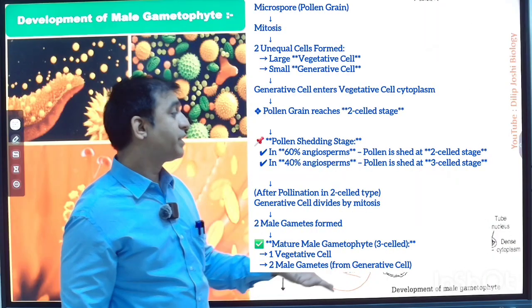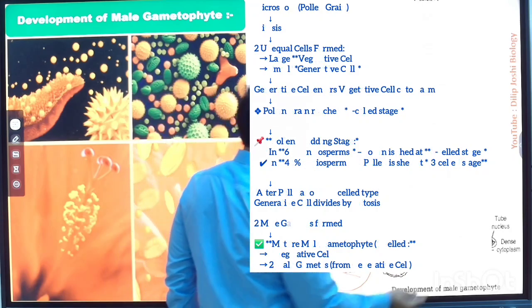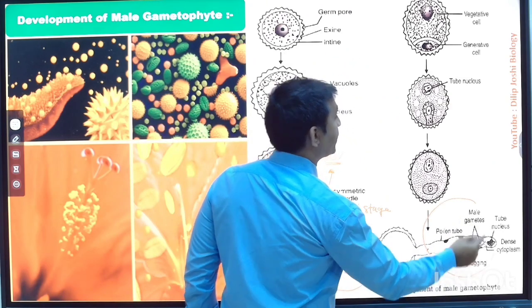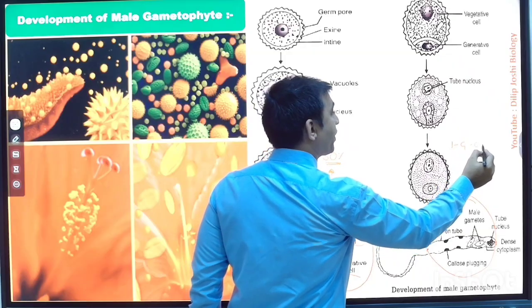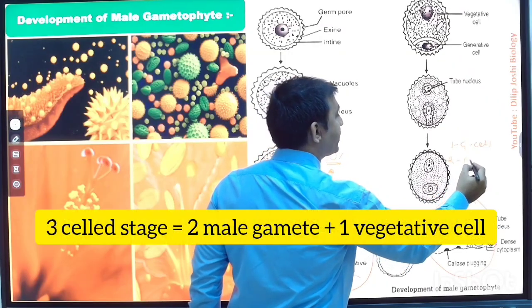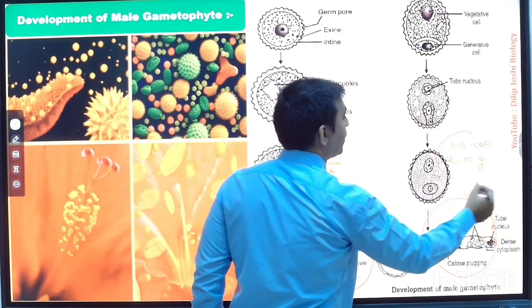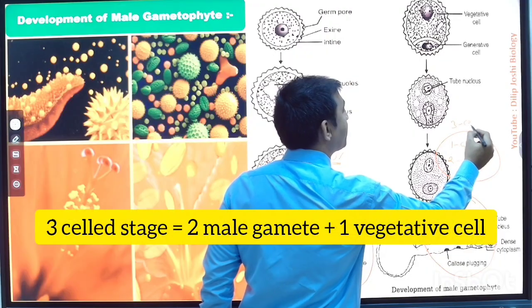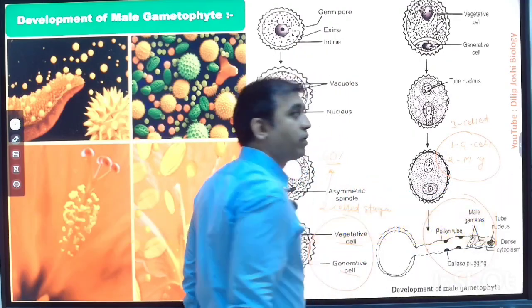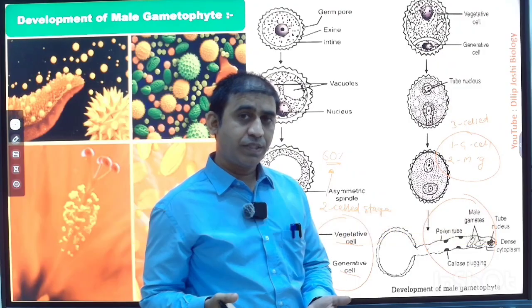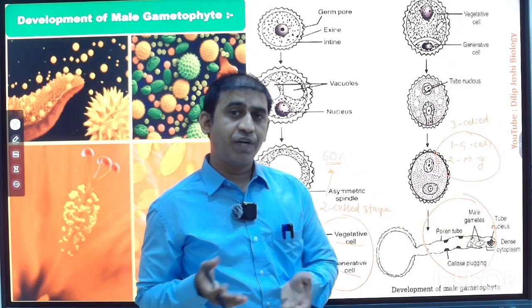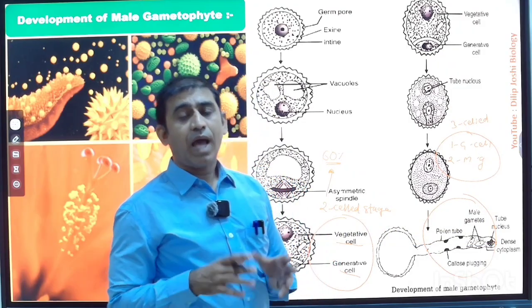And in 40% of plants, the pollen grain is released at the three cell stage. Three cell stage means one vegetative cell and two male gametes. So this is the three cell structure. At this stage, the pollen grain is shed from the anther.